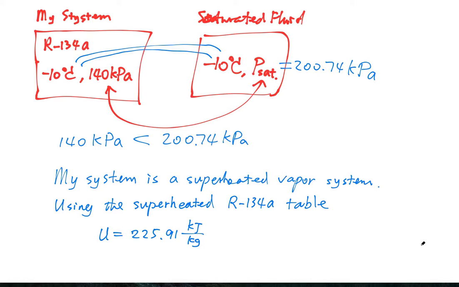So let's review this process. We first determine the phase of the system by comparing it with a saturated fluid system, and then we decided it's a superheated vapor system, and then we go to the superheated vapor table to find the information we need.